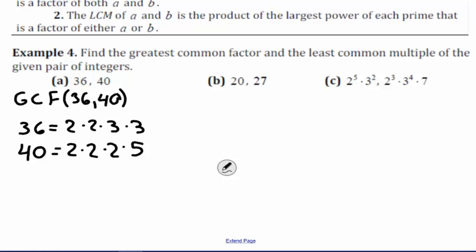So now we say, what do they have in common? Looking at this, it looks like they both share 2 2's, right? So our greatest common factor in this situation would be 2 times 2, which is 4.